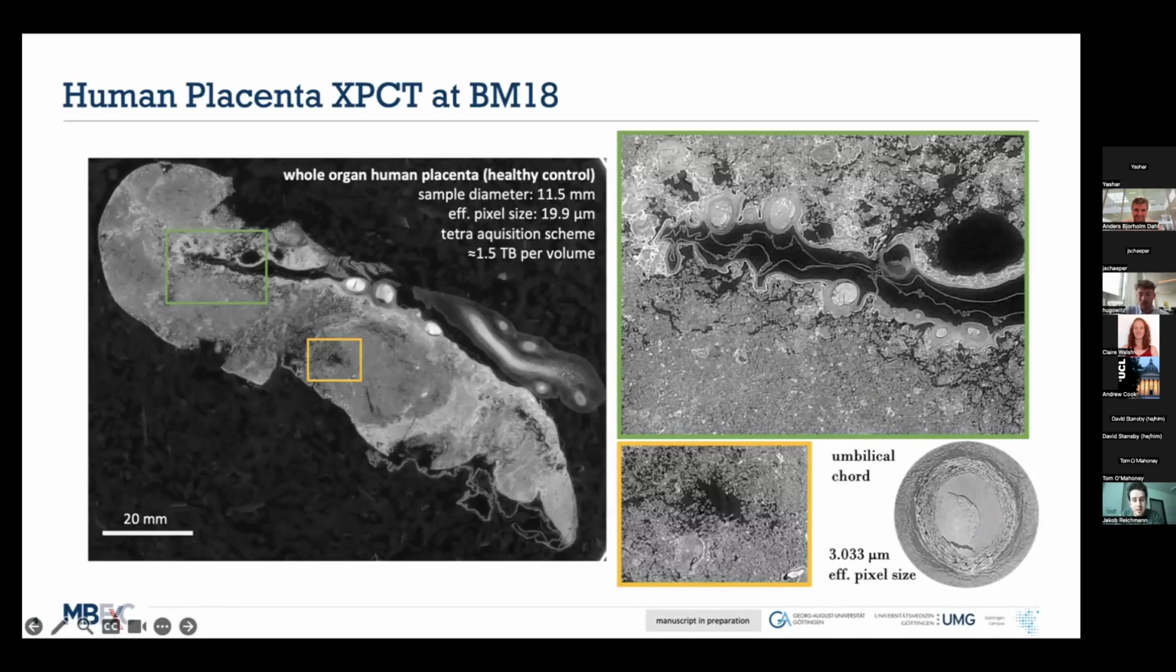We can see here that clearly the inner structure in the placenta and the soft tissue is very well visible of the entire organ, which is about 12 centimeters in size. This is a healthy control. Here we scanned it with 20 micrometer effective pixel size and acquired a volume of about 1.5 terabyte per volume, so per one placenta, before binning. Here on the right, you can see a high resolution scan we did of just an umbilical cord with an effective pixel size of about 3 micrometers.